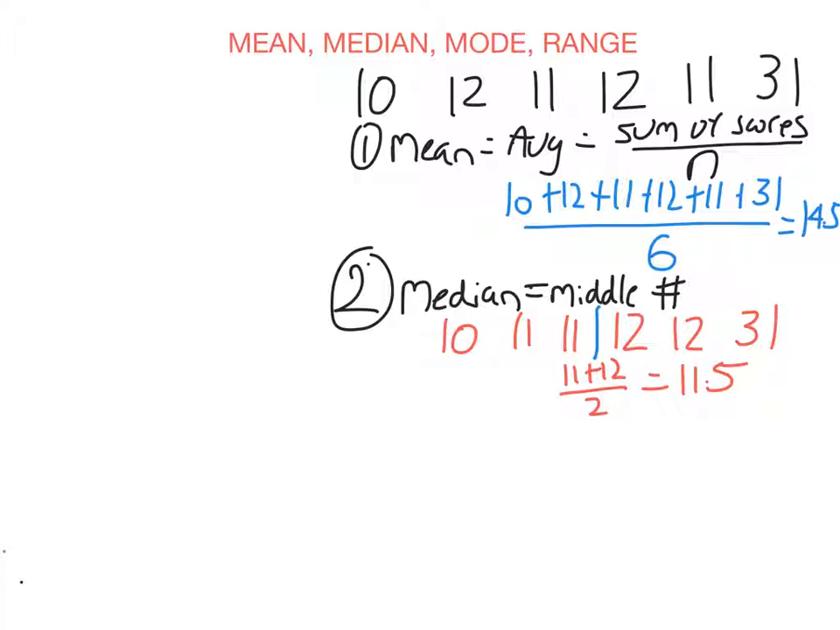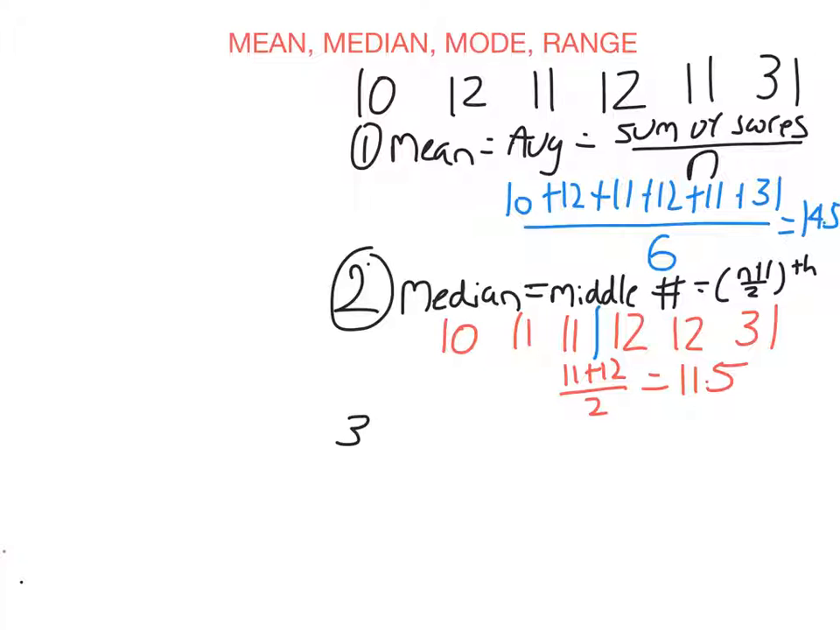Now a quick way for the median is it's the (n plus 1) on 2th score. So in this case, n is 6. So the median is 6 plus 1, 7 on 2, which is the 3.5th score. That doesn't make sense, but when you get a decimal like that, the 3.5th score means the average of the 3rd and the 4th score, just like we did here.